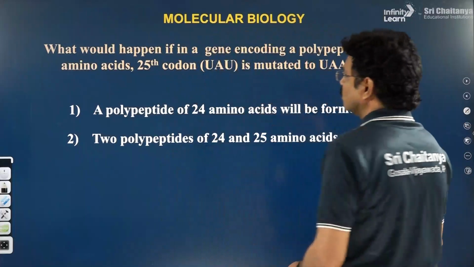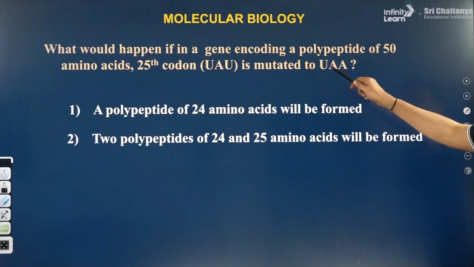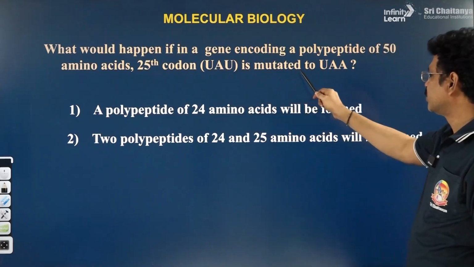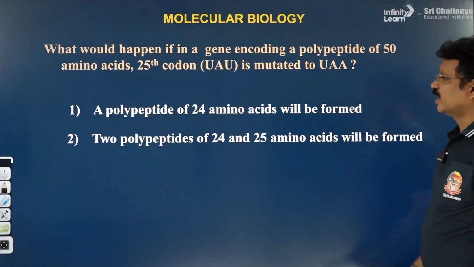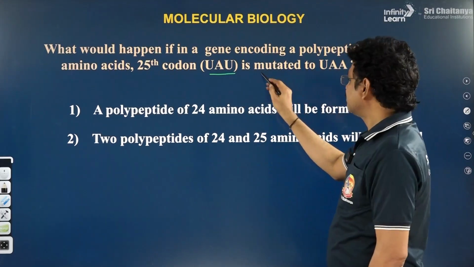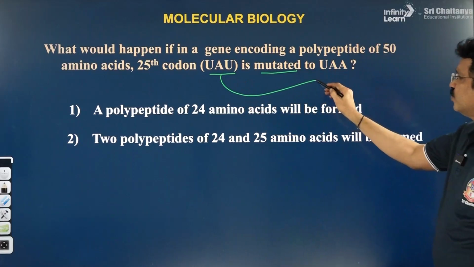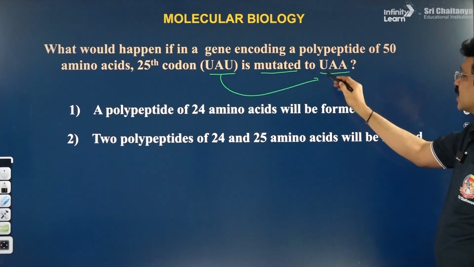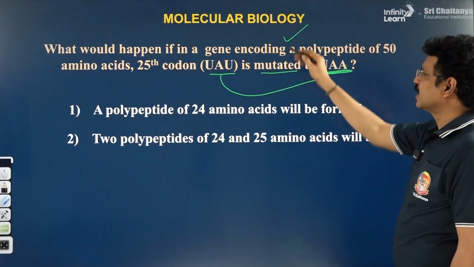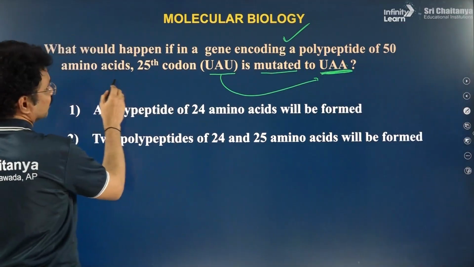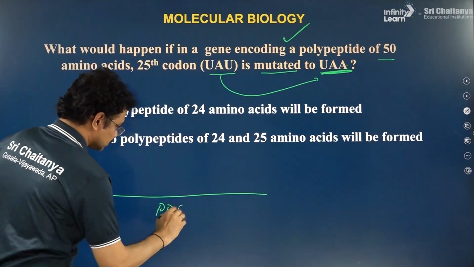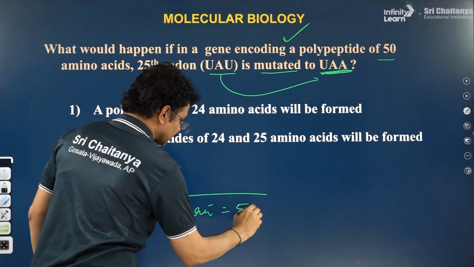Read this question. What would happen if, in a gene encoding a polypeptide chain of 50 amino acids, the 25th codon is mutated to UAA? The actual given 25th codon is UAU. Due to some kind of mutation, that UAU becomes UAA. It is a kind of termination codon or stop codon. Then what happens due to this kind of mutation in the mRNA molecule? The total number of amino acids in the polypeptide chain is 50.